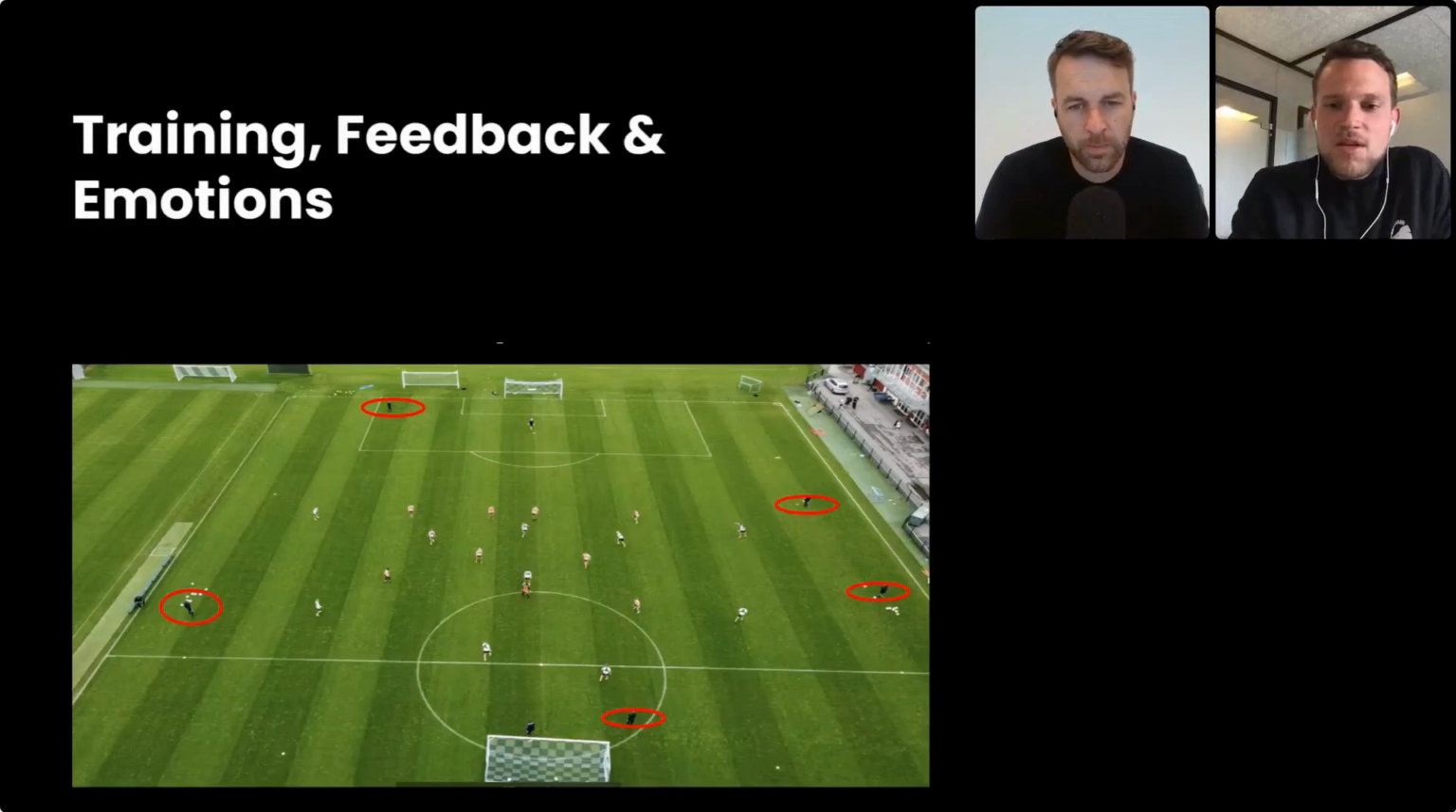This picture is one of my favorite pictures, because you see here we play, I think, some 10 against 9 or something. It doesn't really matter. But the red circles, it's around coaches. So when we train, there's quite a lot of coaches present in the training ground, and that is obviously because, as we spoke about before, many eyes, less risk of getting biased.